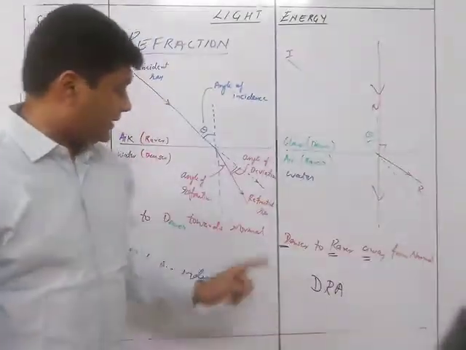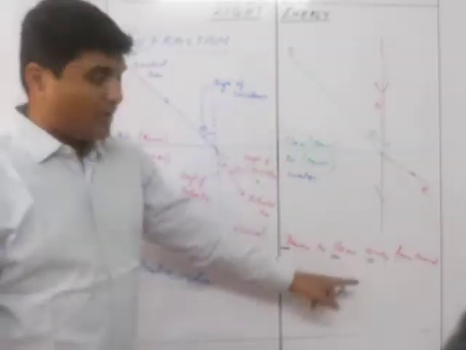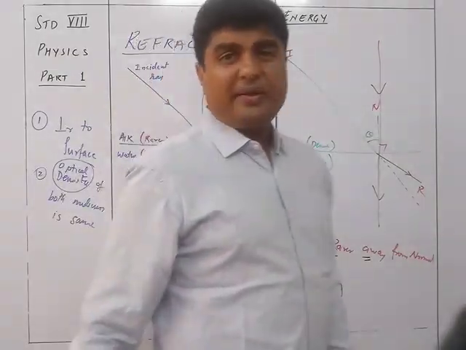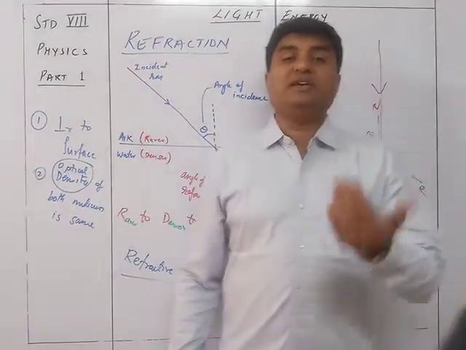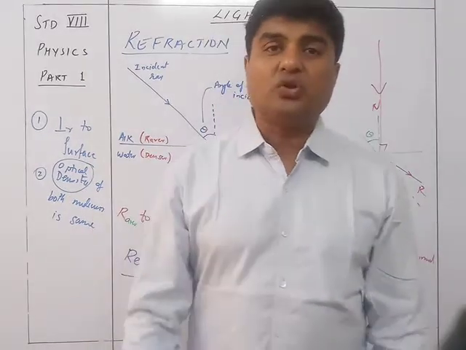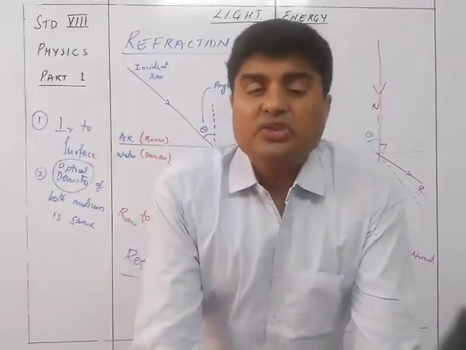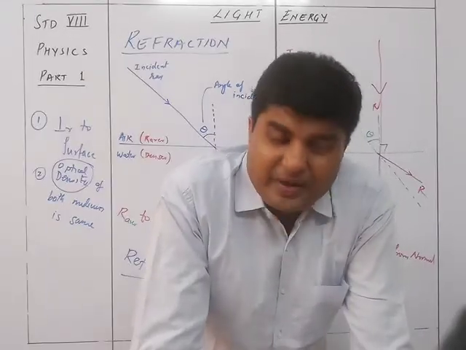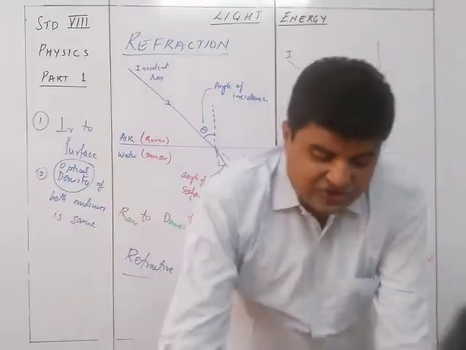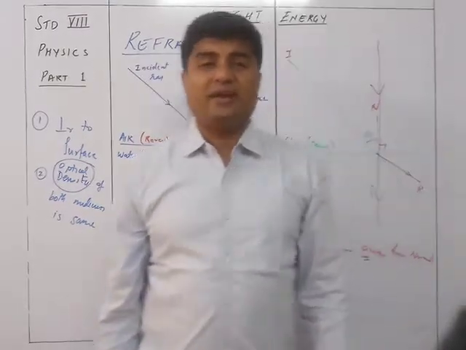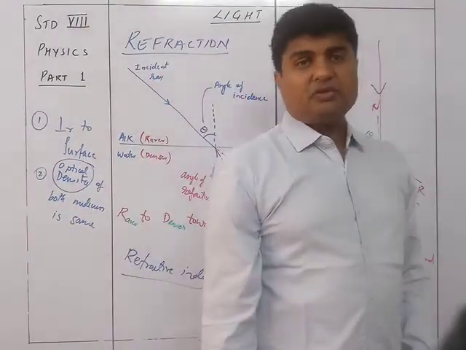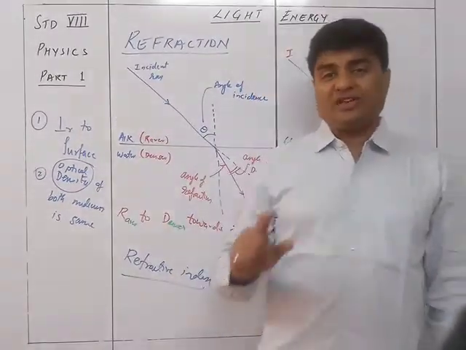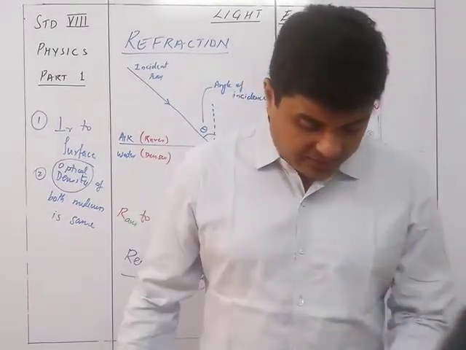Refracted ray: the ray after refraction, after the bending has happened. That is this red color one, or this one over here. These are the refracted rays. That means the path which it follows after it has been refracted by the change in the medium. So the light ray traveling in the other medium in the changed direction is called a refracted ray.